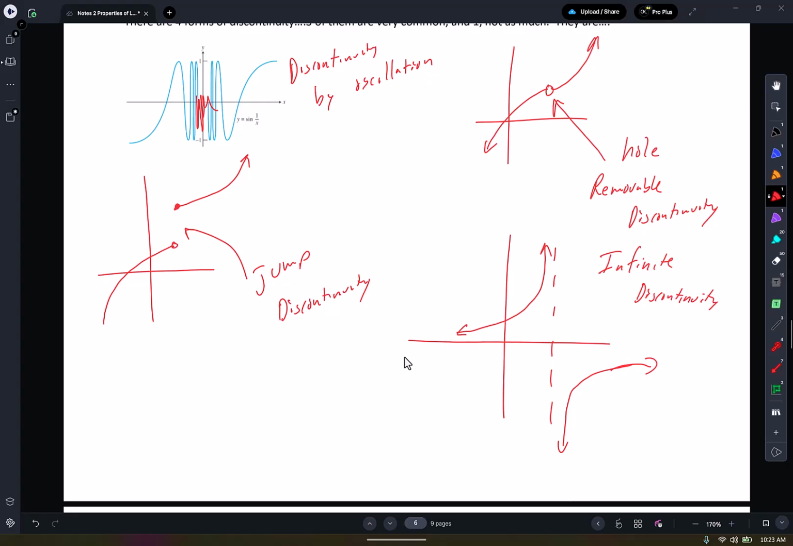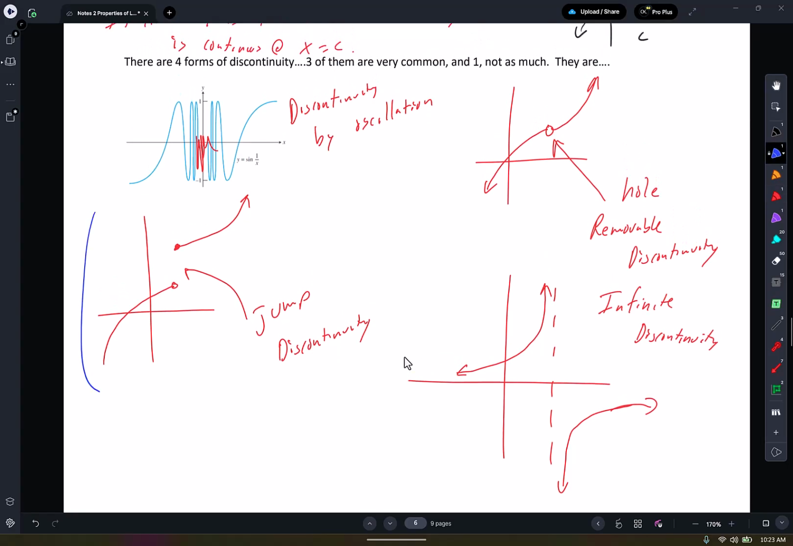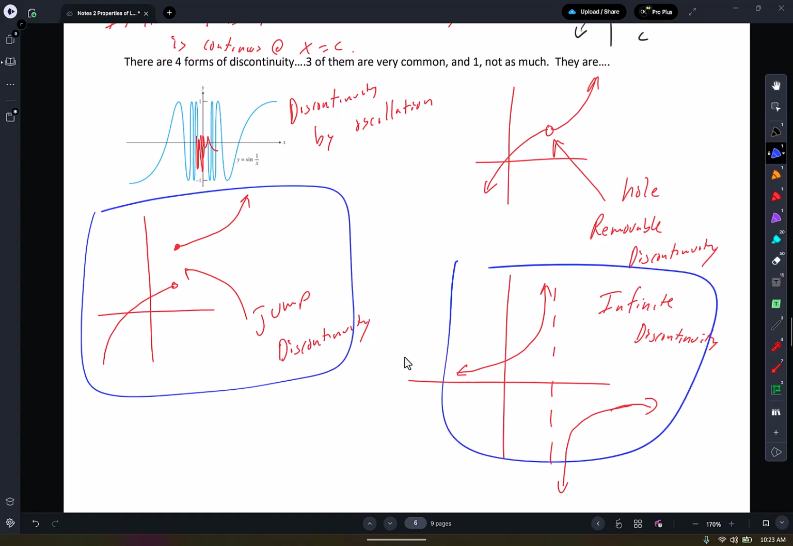These are the three big ones in AP Calc, in every subject. I guess discontinuity by oscillation is also big in engineering, but those are the three big ones that we'll be dealing with in Calc. Cool or not cool? Okay, all right.